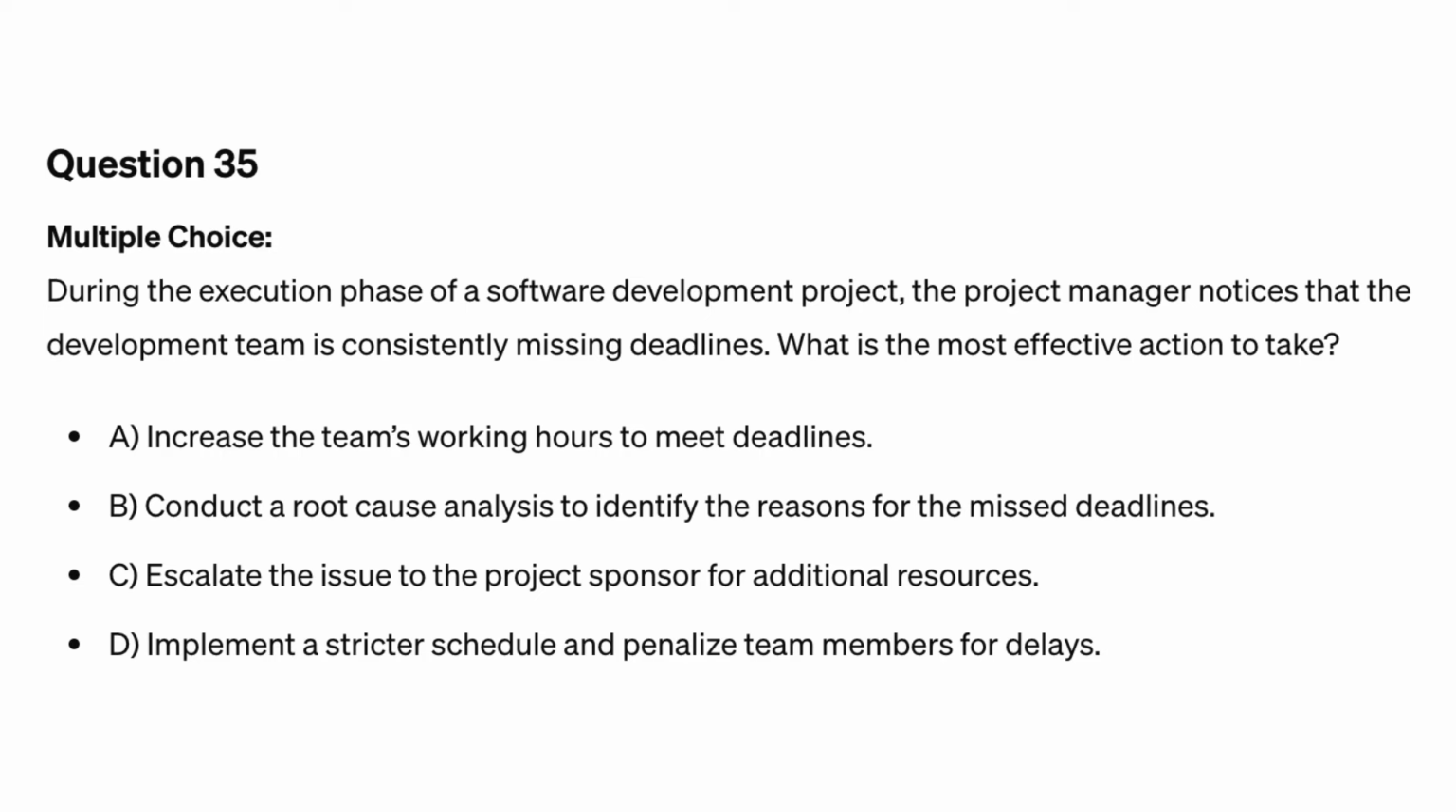Question 35. During the execution phase of a software development project, the project manager notices that the development team is consistently missing deadlines. What is the most effective action to take? A. Increase the team's working hours to meet deadlines. B. Conduct a root cause analysis to identify the reasons for the missed deadlines. C. Escalate the issue to the project sponsor for additional resources. D. Implement a stricter schedule and penalize team members for delays.